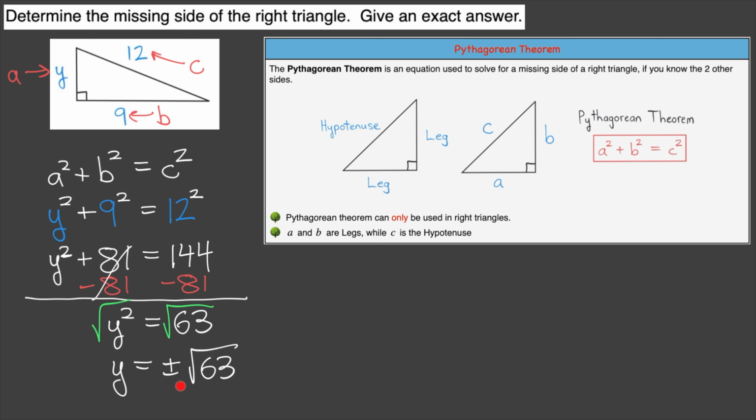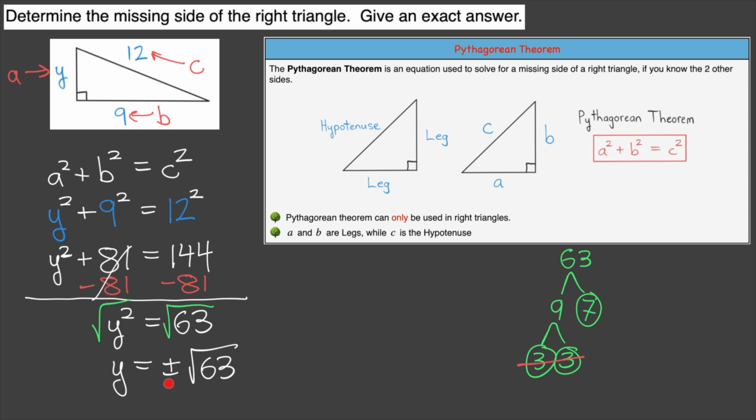So let's break down the 63 on the side and see if we can take something out. So let's do a factor tree. So 63 is 9 times 7. 7 is a prime number. And 9 breaks down to 3 and 3. So we have two 3's here, which is nice. That means we can take a 3 out of the radical. And then what will be left underneath the radical is just a 7.